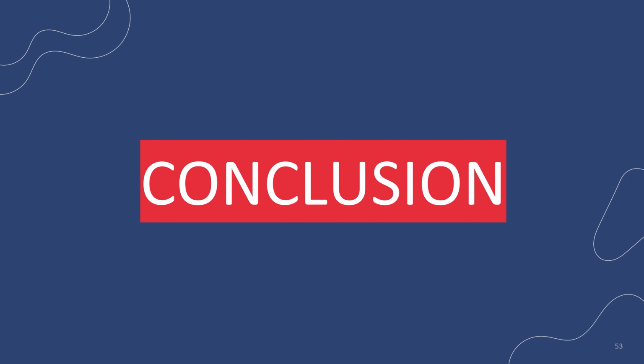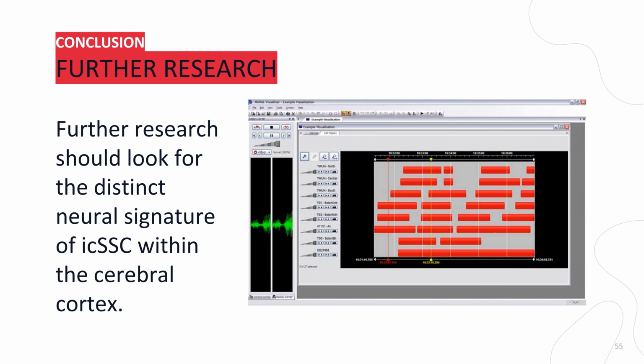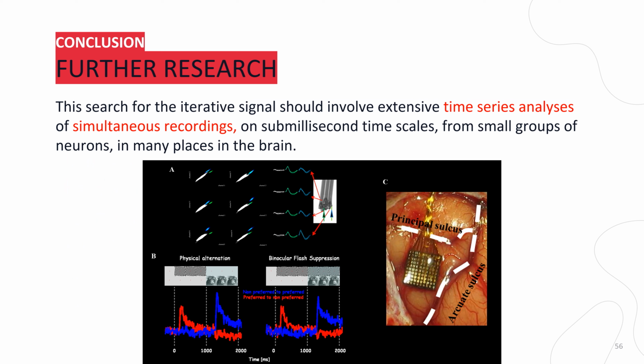So now we move on to the conclusion. The model presented here is intended to inspire more detailed hypotheses that can be tested experimentally and against already existing experimental data. Further research should look for the distinct neural signature of ICSSC within the cerebral cortex. This search for the iterative signal should involve extensive time series analyses of simultaneous recordings on sub-millisecond timescales from small groups of neurons in many places in the brain.